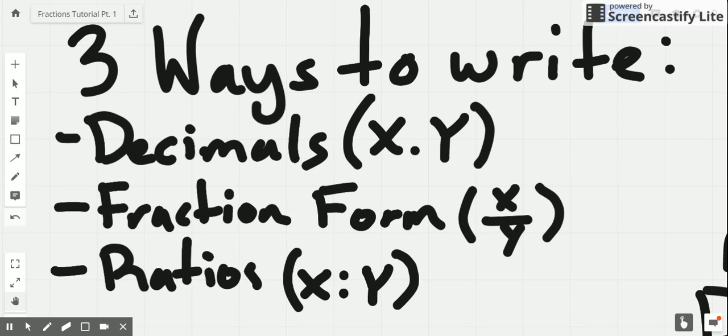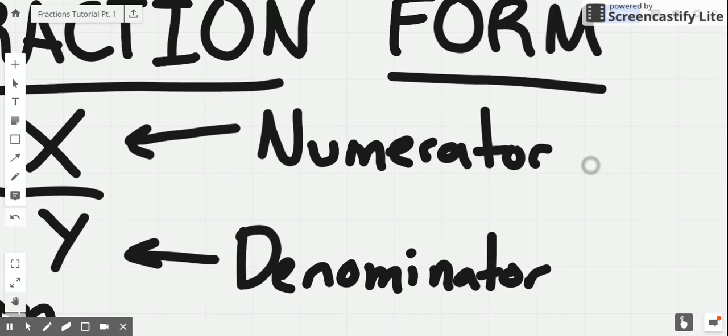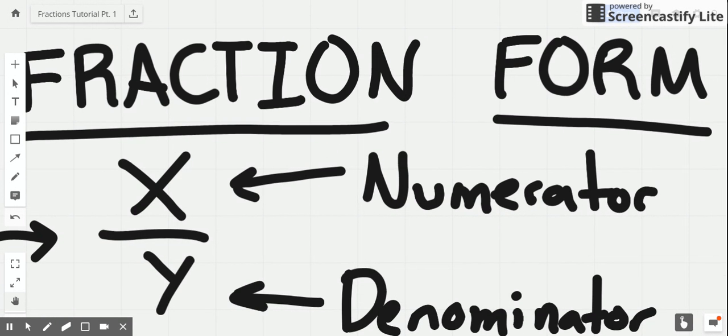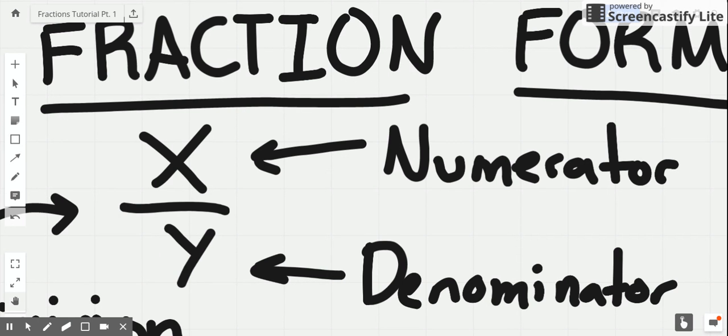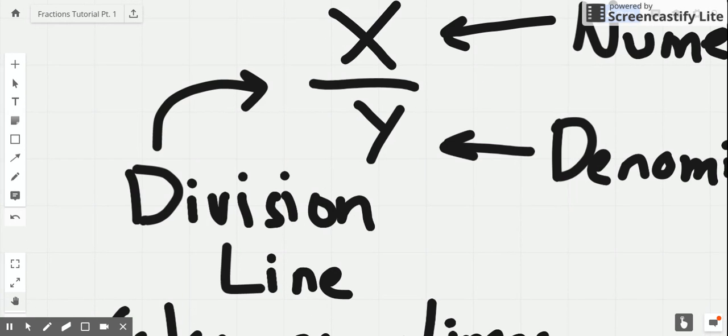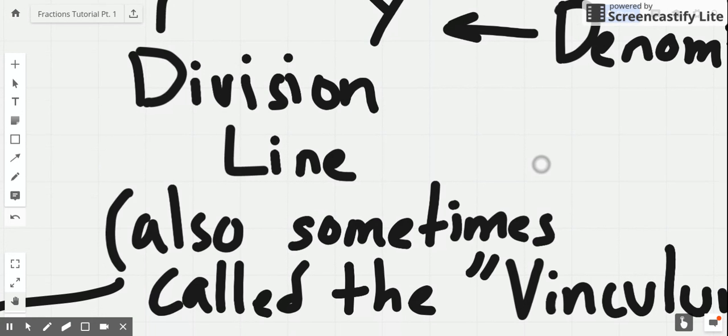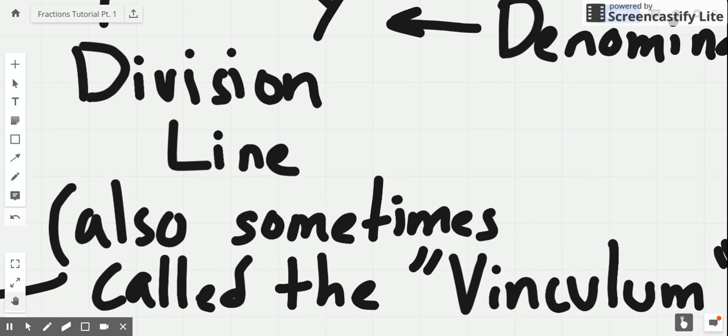So how do we write a fraction in fraction form? It's very easy. We just need a numerator and a denominator. The numerator is the number on top. The denominator is the number on bottom. These, of course, instead of x and y, would be represented by values. If the values are equal, the fraction would be equal to 1. So if the numerator was 6 and the denominator was 6 also, the fraction will be equal to 1. The little line in between the numerator and the denominator is actually called the division line, or is also sometimes called the vinculum. If you really want to sound smart, use that term. I like it a lot.